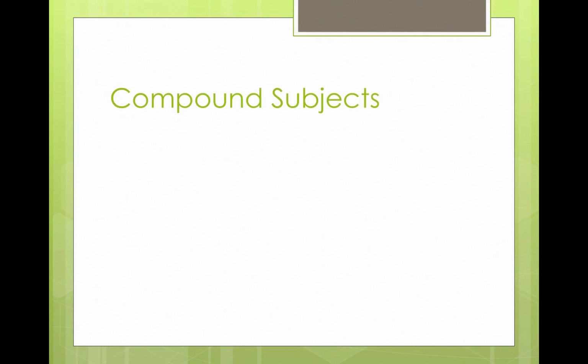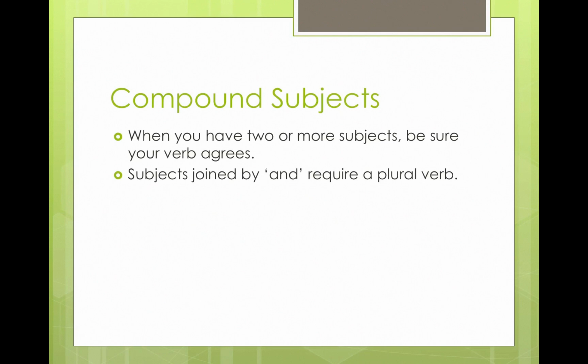Another problem with subject-verb agreements that we run into is if we have a compound subject. When you have 2 or more subjects, be sure that your verb agrees. Subjects joined by and require a plural verb because that's multiple people doing one thing. Jane and Paul have the car. You know, that's just like saying they. They have the car. Both of them have possession of the car at this time.